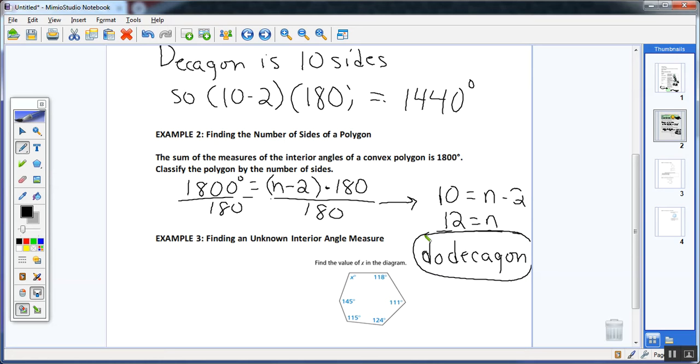Okay, I want you guys to try example 3 on your own. I want to see what you come up with. Talk with a neighbor, see what you come up with. We have to find that unknown angle x. 2, 3, 4, 6, 4, 20.